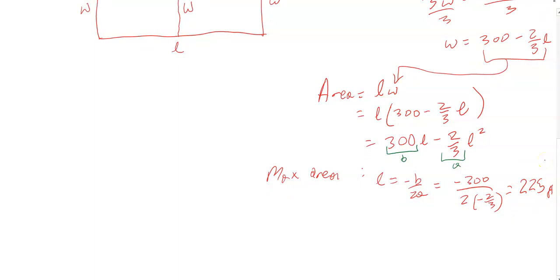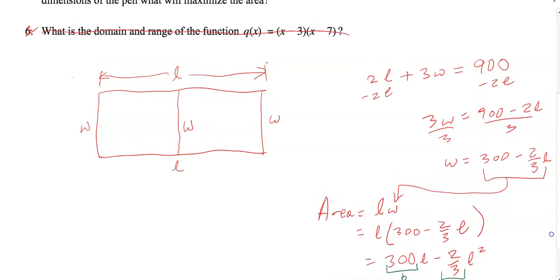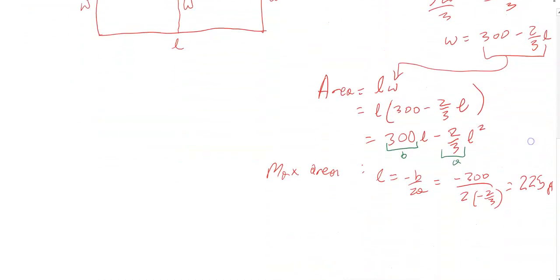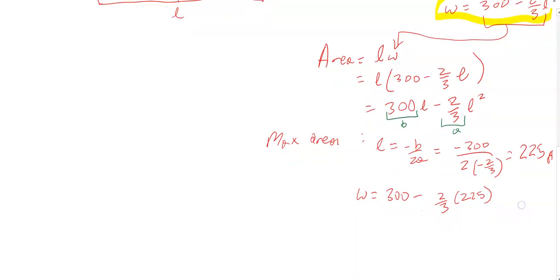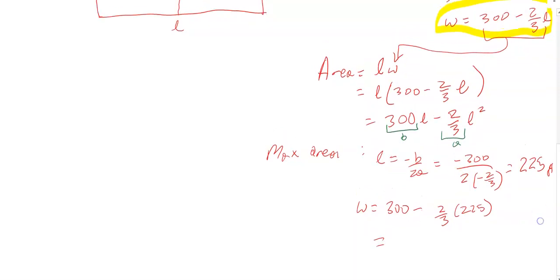Now, we want to find the dimensions that maximize the area. So let us find the width. For the width, we can go back to what we had here. Width was equal to 300 minus 2/3 L, so that would be minus 2/3 times 225. And then the width would be equal to 150 feet.